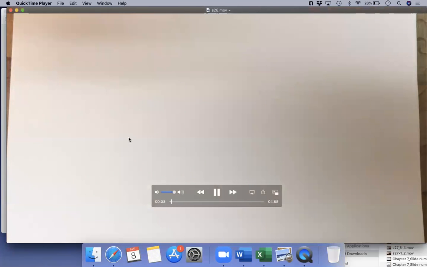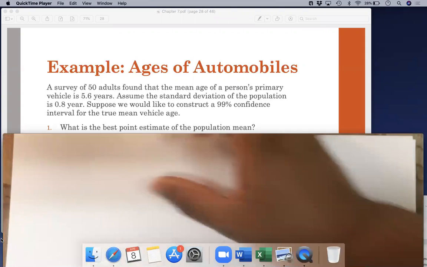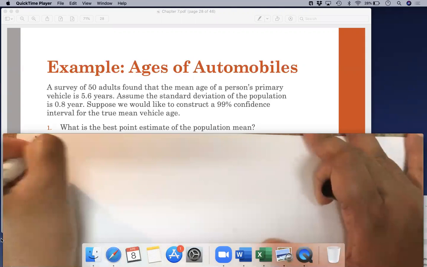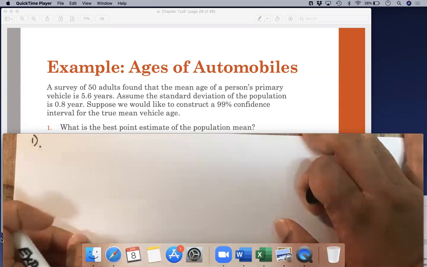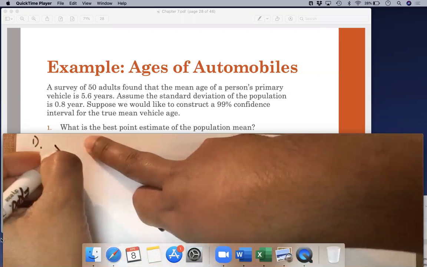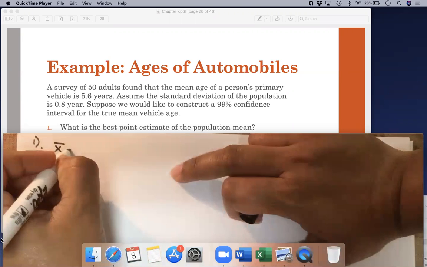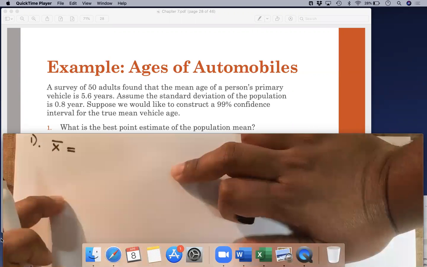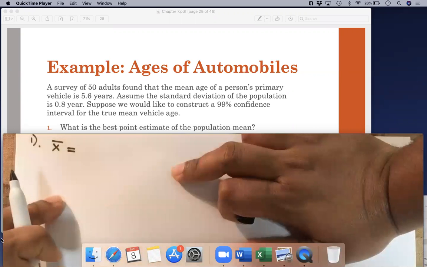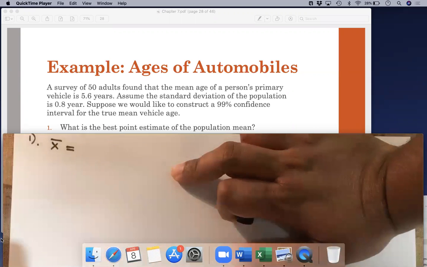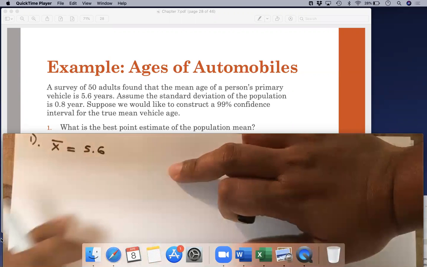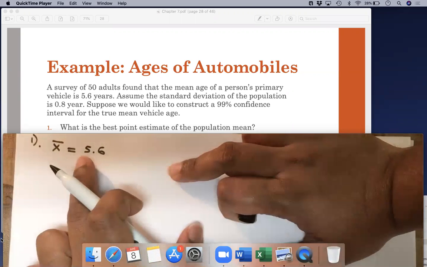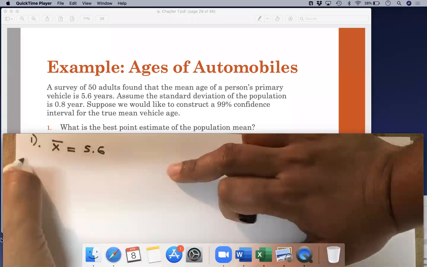The example is ages of automobiles. The first part is: what is the best point estimate of the population mean? The best estimate of the population mean is definitely the sample mean. So next we write our sample mean. Read the example again. A survey of 50 adults found that the mean age of a person's primary vehicle is 5.6 years. That is our sample mean. So that is the answer for the first part.